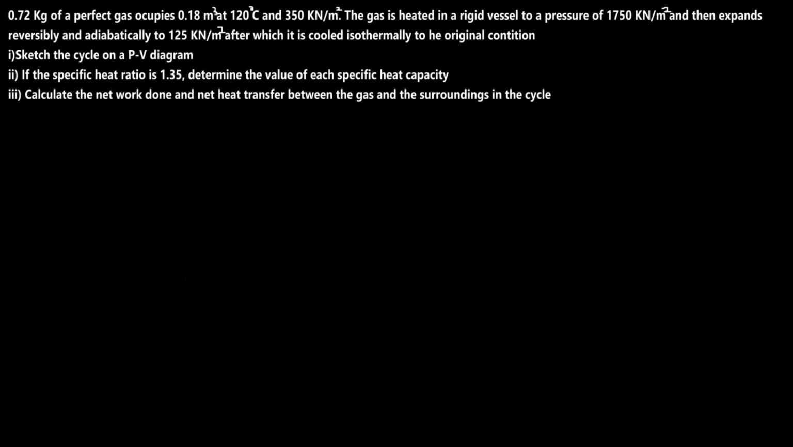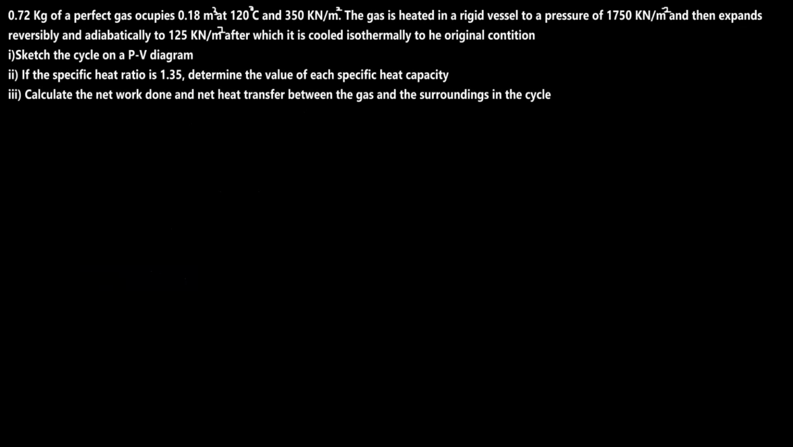1. Sketch the cycle on a PV diagram. 2. If the specific heat ratio is 1.35, determine the value of each specific heat capacity. And 3. Calculate the net work done and the net heat transfer between the gas and the surroundings in the cycle.